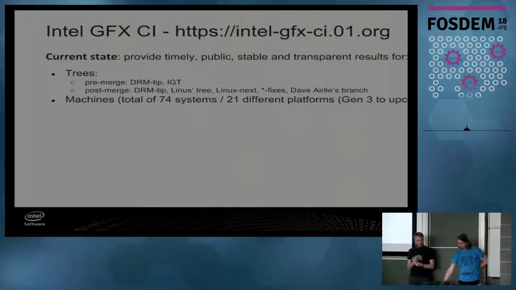We have a total of 74 systems in our CI running constantly, and that's about 21 different configurations. That includes discrete points in the results, because of different configurations of connected displays or SKUs, and low power and high power systems. It goes from Gen 3 to upcoming systems that were not released yet. We have from Gen 3 up to Cannon Lake, which should be released somewhere in the future. Gen 3 is from 2004, so about 14 years, which is quite a lot of time.